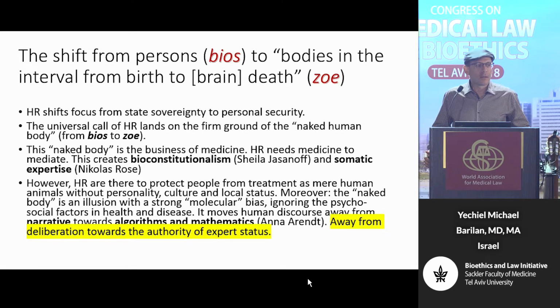However, one of the key structural failures human rights come to redress in medicine is beholding people only as biological entities. And we'll see soon how things develop. And a key threat here is the move of human discourse away from narrative, as this is something built on Hannah Arendt, to algorithms and mathematics. We discuss less with patients, less about values, and more go directly to the language of machines in order to find answers. And we'll see what will happen.